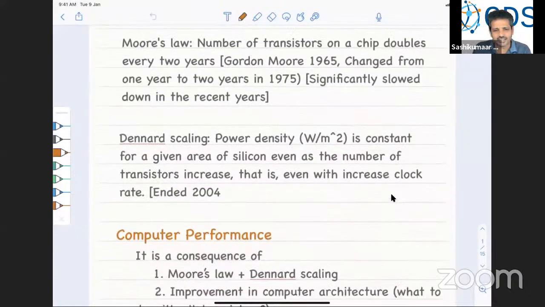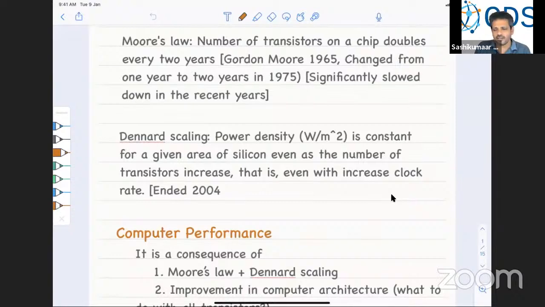What is Dennard scaling? This is also very important. It says that the power density is constant for a given area of silicon. Put in layman's language, if we keep increasing the transistors but don't increase the silicon size, the power consumption remains the same. How is that happening? Because the transistors are becoming smaller and smaller, the power consumption is getting reduced. So in that way, it remains the same.